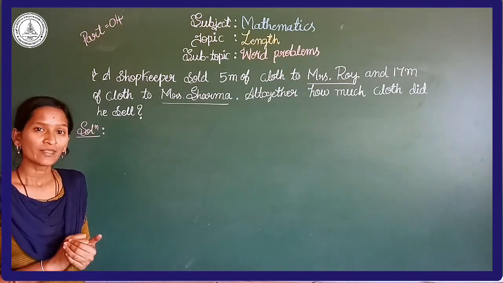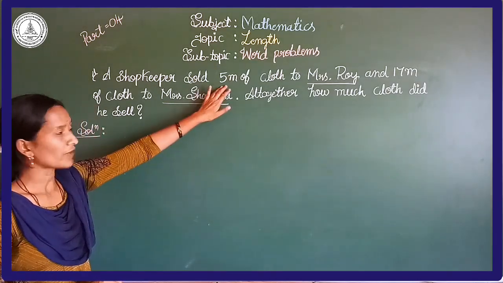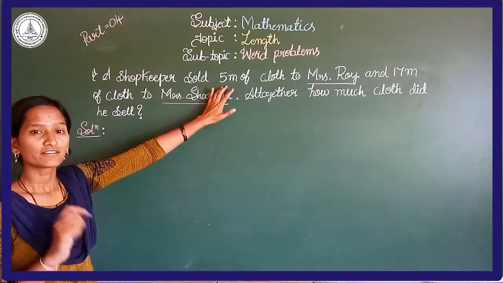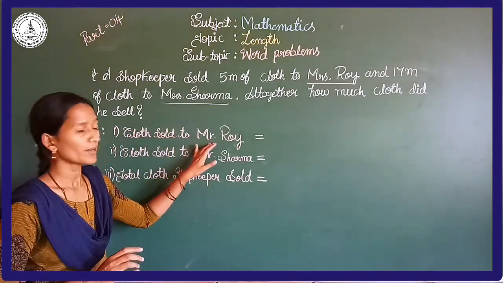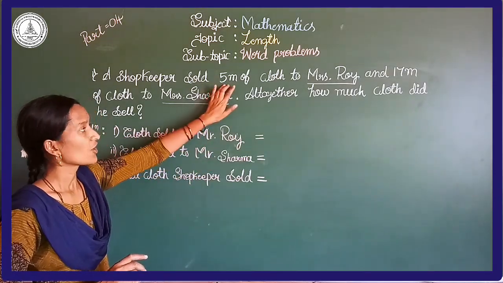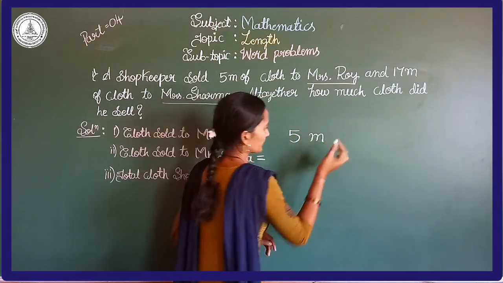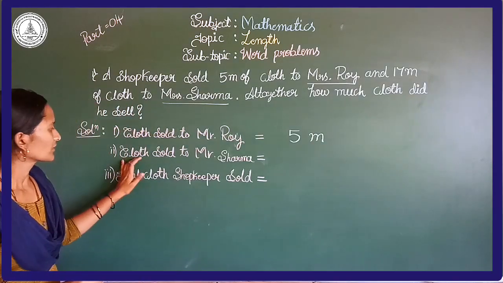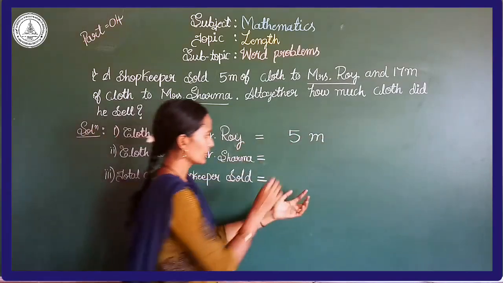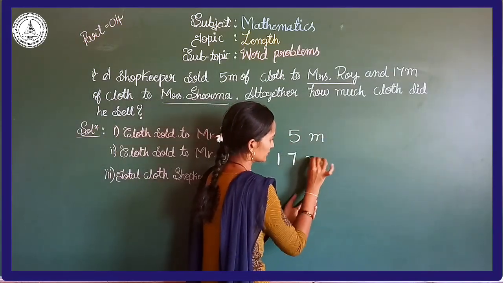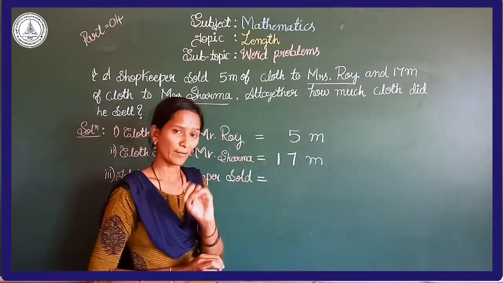So which is the first one? That is cloth sold by Mr. Roy. How much? That is 5 meter, right? So this is the first statement. Students, the first statement, it is cloth sold to Mr. Roy. How much? It is 5 meter, right? So write down here 5 meter. Okay. The next one. The cloth sold to Mr. Sharma. How much? 17 meter. So write down here 17 meter like this. So 5, it is only a single digit, but 17, it is a 2-digit number, right?